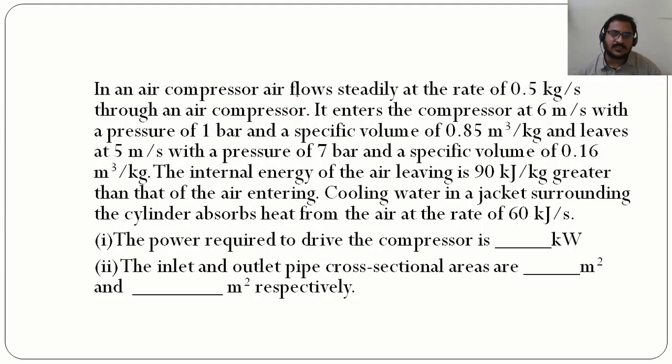In an air compressor, air flows steadily at the rate of 0.5 kg per second through an air compressor. So it enters the compressor. So mass flow rate is given. It enters the compressor at 6 meter per second.